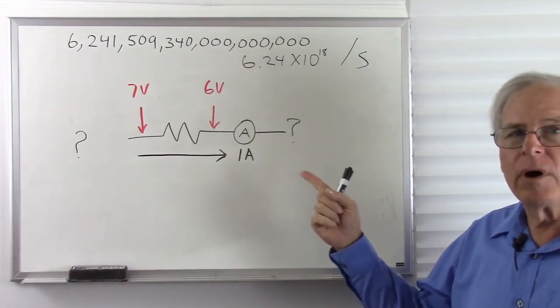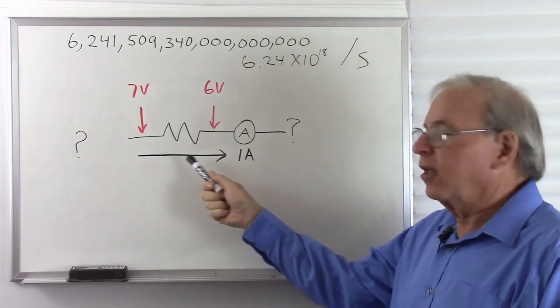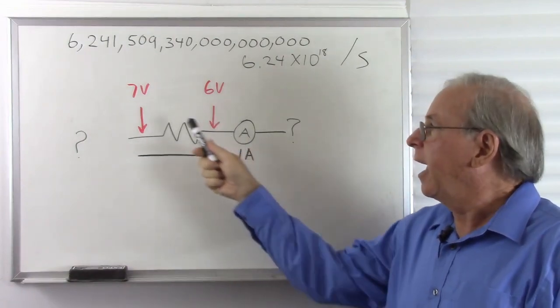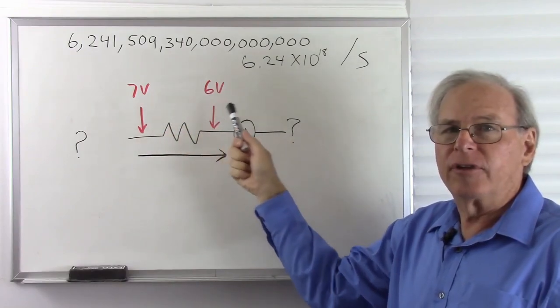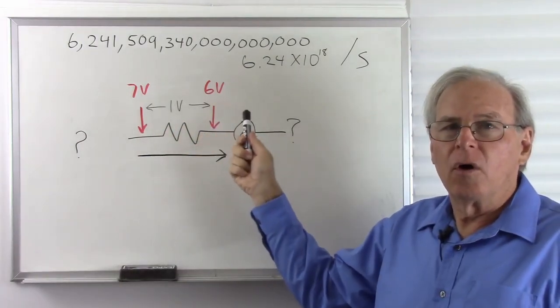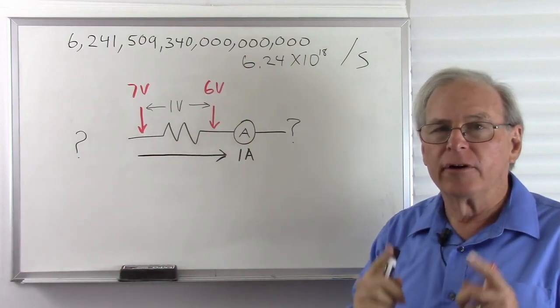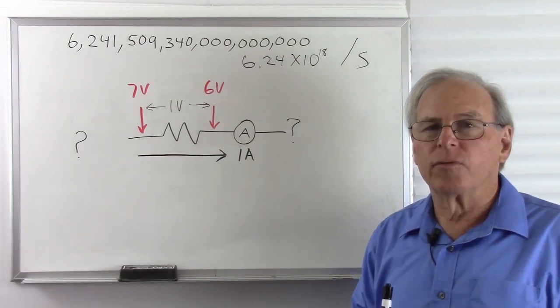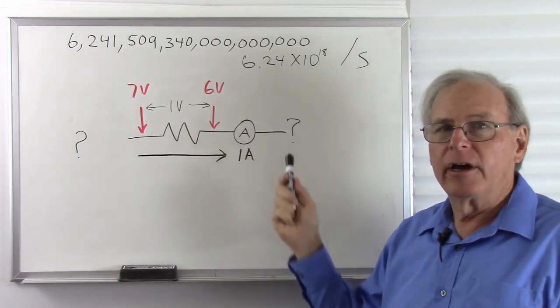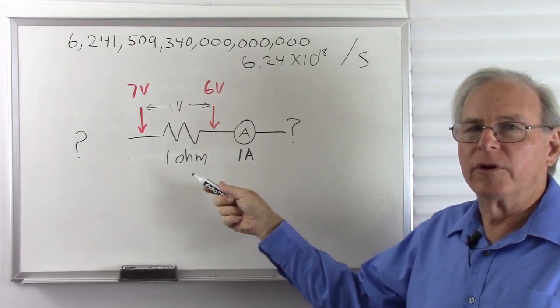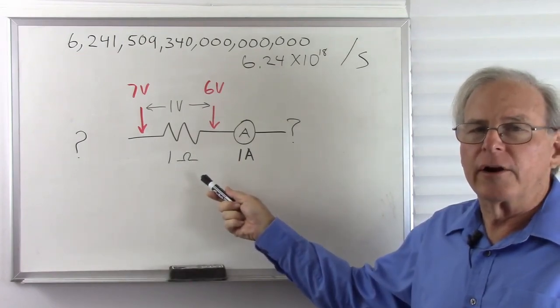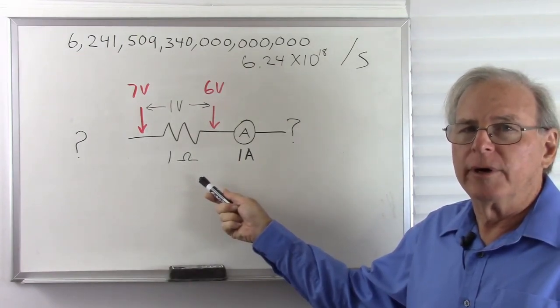So let's look at what we have here. We have established that we have 1 amp of current. And how much voltage do we have here? Well, 7 volts here and 6 volts here. The difference is 1 volt from one side to the other. So we have a voltage difference of 1 volt and a current of 1 amp. So by definition, that resistor is a 1 ohm resistor. We often use the Greek letter omega as a symbol for an ohm.